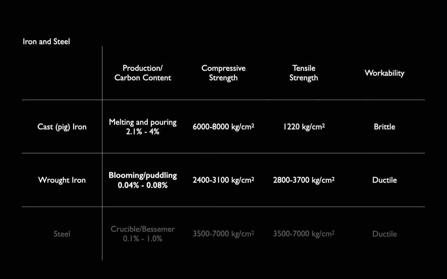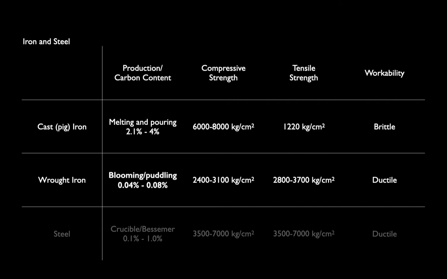But you also get a reliable tensile strength. So wrought iron is the first material really that we can use in tension. We've seen a little bit of that in the chains in the dome at St. Peter's. And most importantly, it is ductile. It can be worked, you can drill into it, you can make very, very precise connections with it.